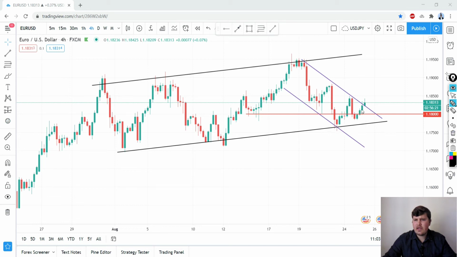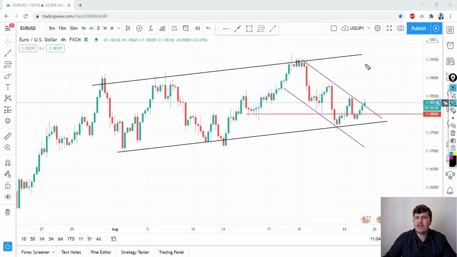So we can expect some sort of price reaction over here. Likewise, it's also at this very good psychological level of 1.18. So that's an added confluence to our trading plan that price is reacting at this bottom of this channel, as well as this very good psychological level.